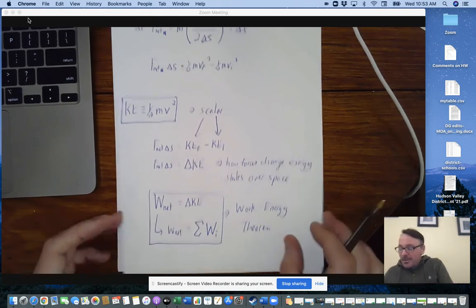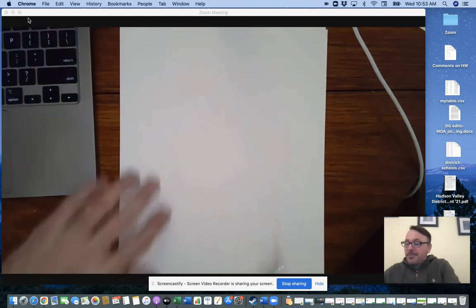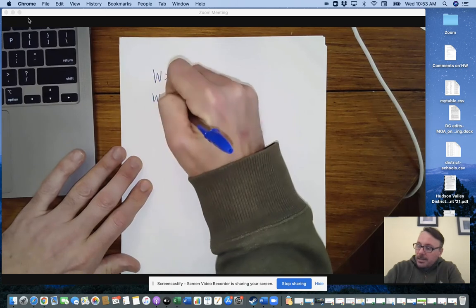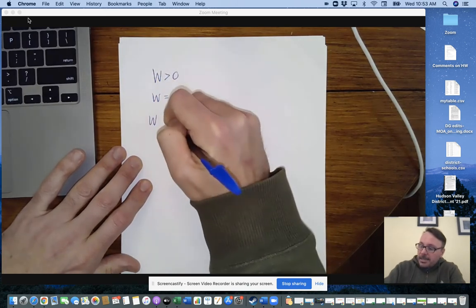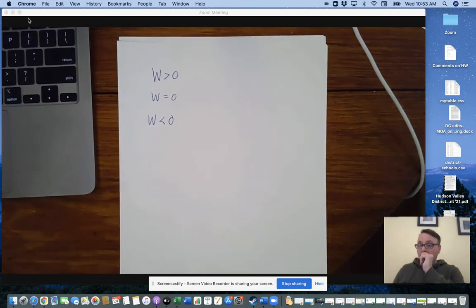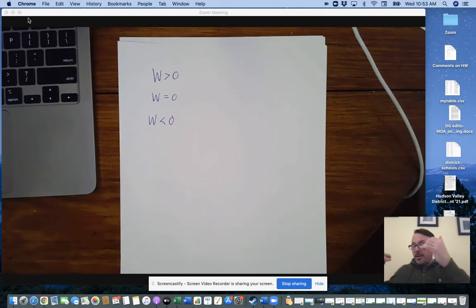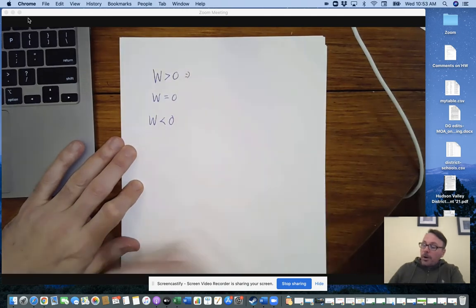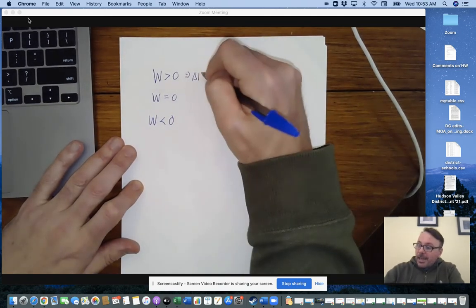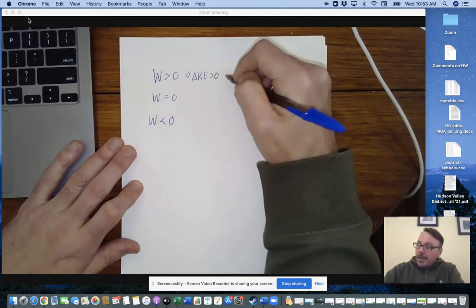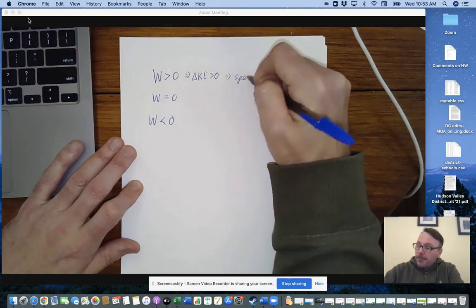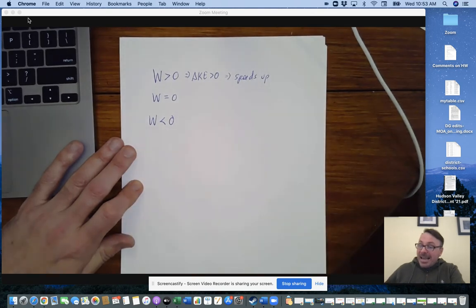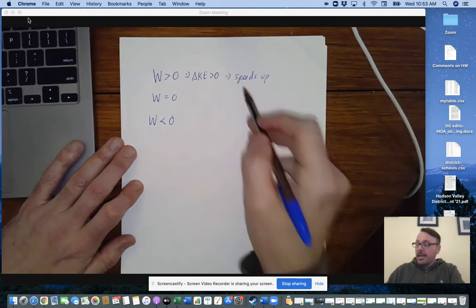The last thing I want to leave you with is just the following. If work is positive, if work is 0, and if work is negative. So what does it mean for the work to be positive, negative, and 0? Well, if work is positive, that means that delta KE is also positive. That means this object speeds up, right? So here's the thing. If net work is positive, the object speeds up.